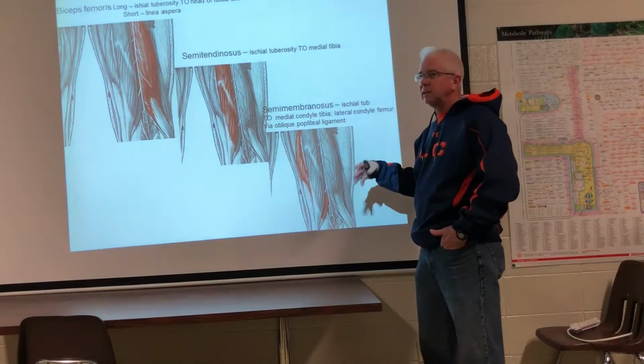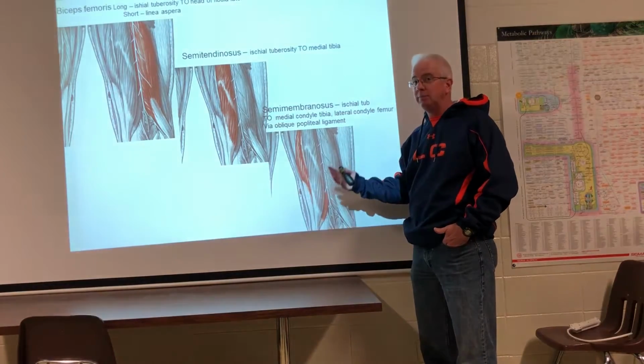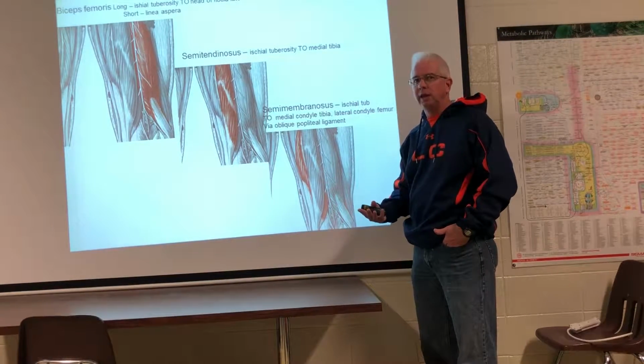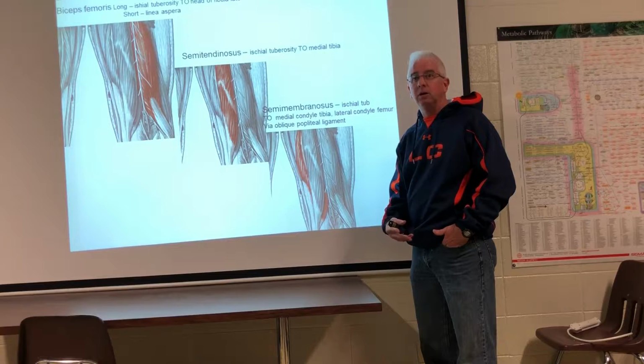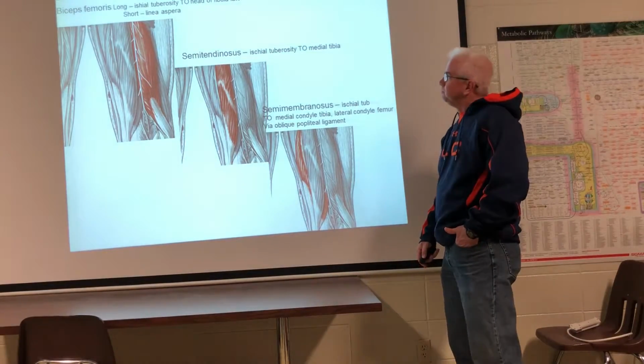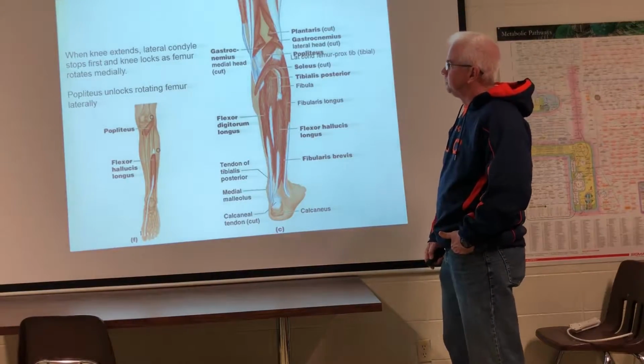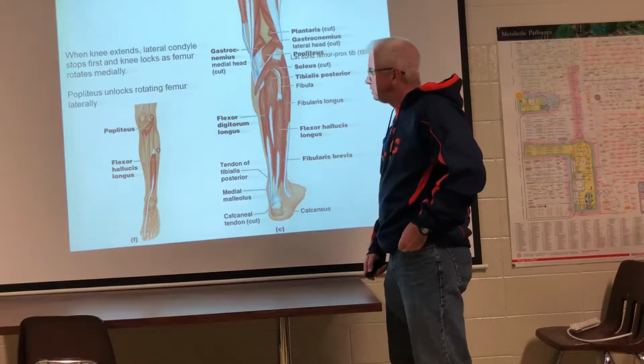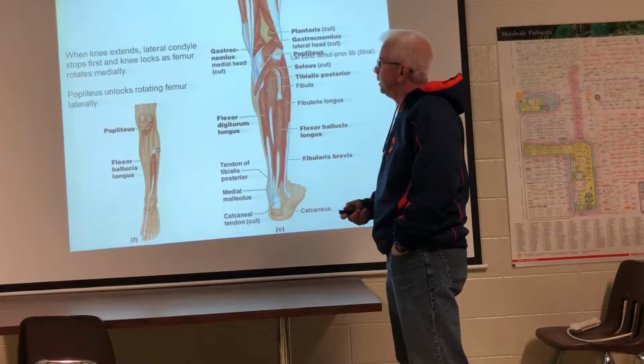So when I say the semimembranosus is a larger, deeper muscle, this is what you should think. The larger muscle, deeper, attaches all the way across the back of the knee. Okay, that's the hamstrings. Now, last piece here, then we're going to tear the knee apart.